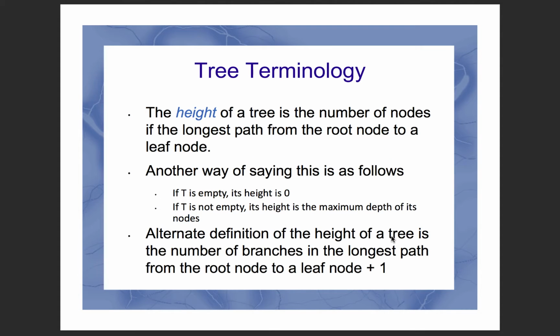Now the next terminology is called height. How do you calculate the height of a tree? The height of a tree is the number of nodes in the longest path from the root node to a leaf node. So you have to find the longest path of a tree, then you can count the number of nodes of that longest path, then you can find the height.